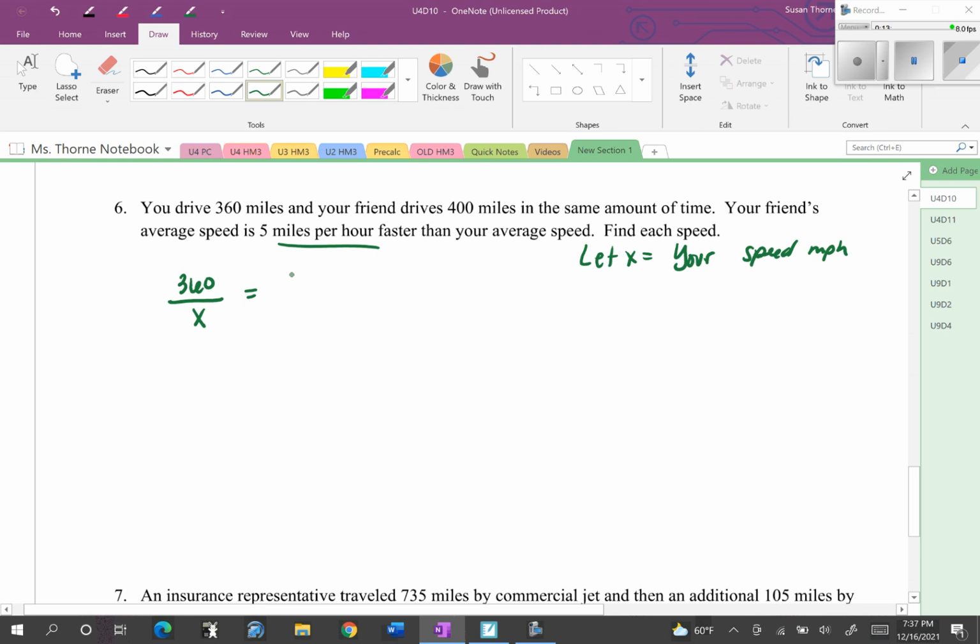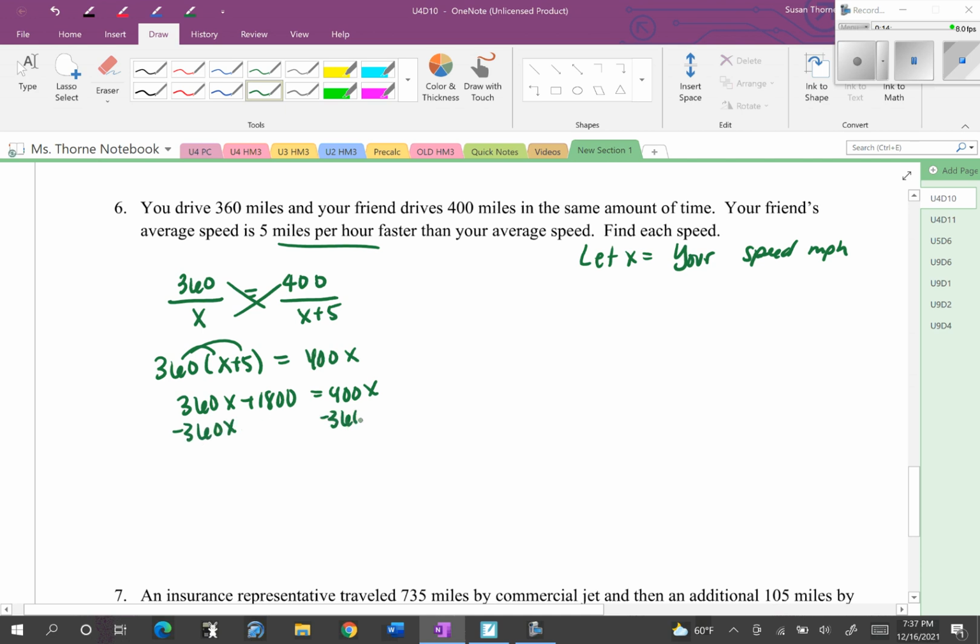Equals 400 over, because your friend's average speed is 5 miles per hour faster than your speed, so x plus 5 in this case. So 360 times x plus 5 equals 400 times x. So we have to distribute. So 360x plus 1800 equals 400x, minus the 360x. So 1800 is equal to 40x, divided by 40. And 45 is equal to x, so 45 miles per hour.